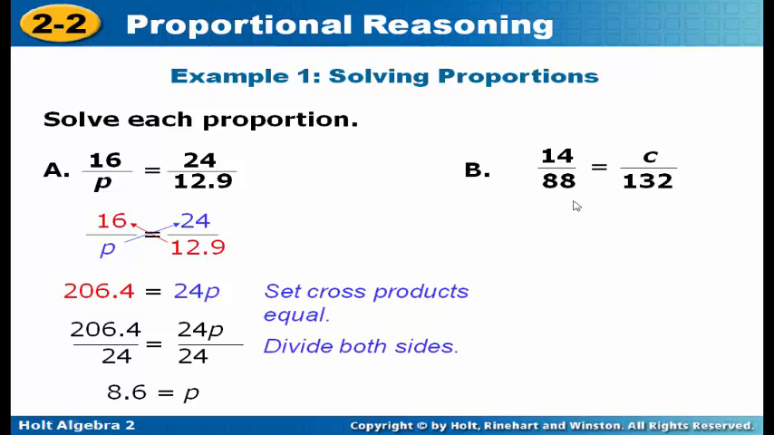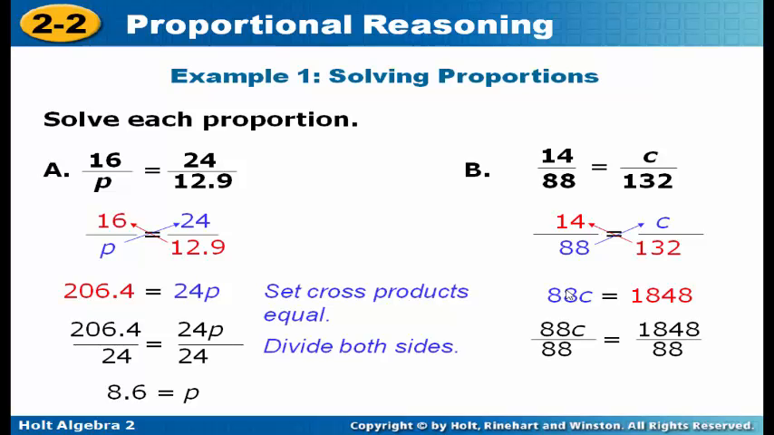14 over 88 equals C over 132. To get the variable C, cross multiply: 14 times 132 equals C times 88. C times 88 equals 88C, and 14 times 132 equals 1848. Now divide both sides by 88, so C equals 1848 divided by 88, which equals 21.